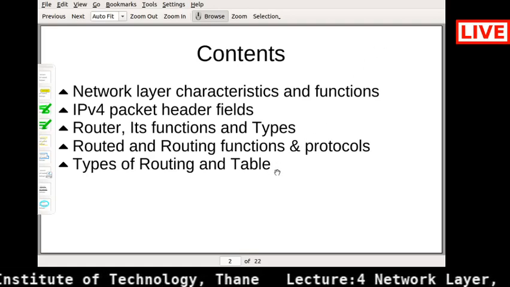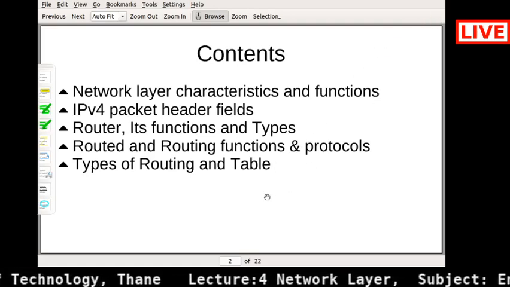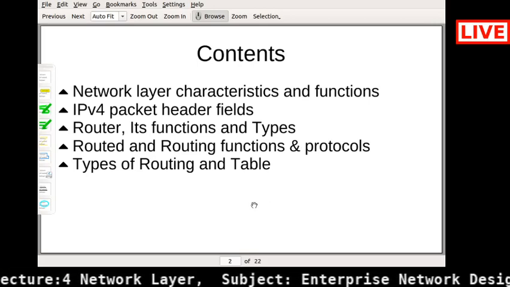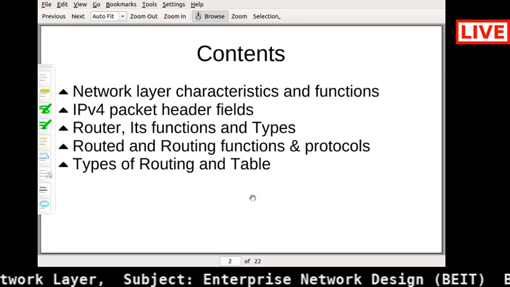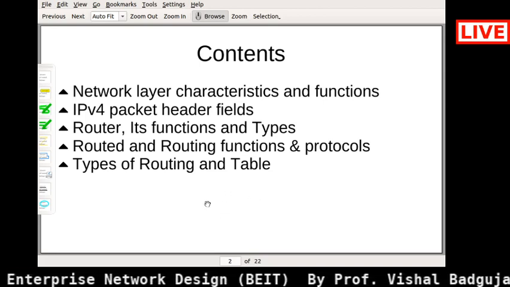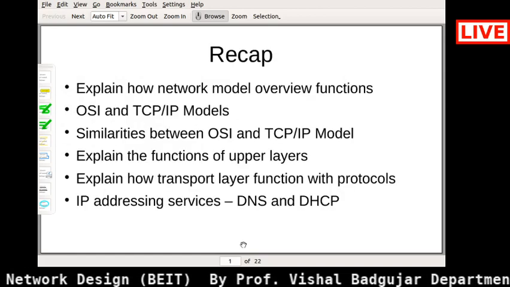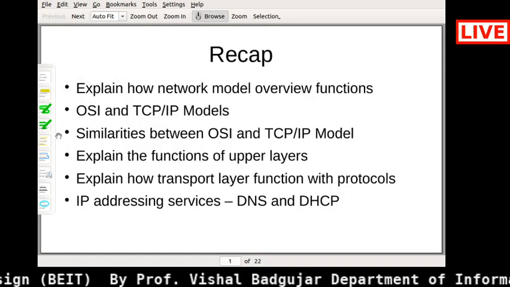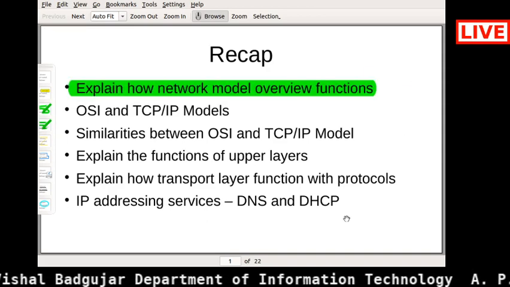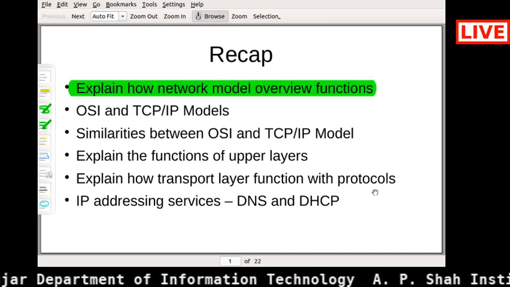Good evening, students. Today's lecture is purely on the network layer, that is layer number 3. Before starting today's lecture, we will see what we covered in our last lecture. We have seen the network model and its functionalities.